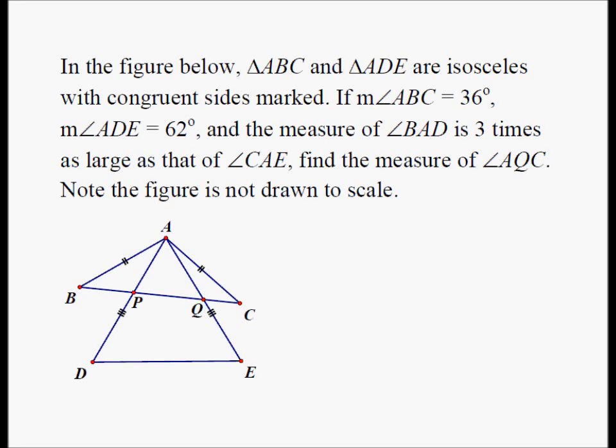In the figure below, triangle ABC and triangle ADE are isosceles with congruent sides marked. If the measure of angle ABC is 36 degrees and the measure of angle ADE is 62 degrees, and the measure of angle BAD is 3 times as large as that of angle CAE, find the measure of angle AQC.